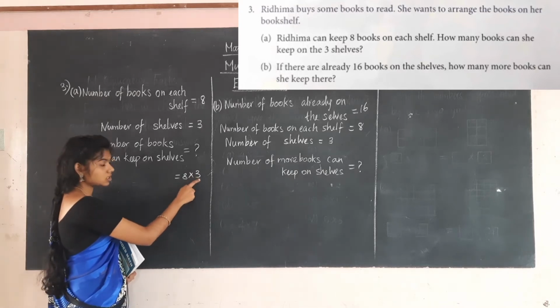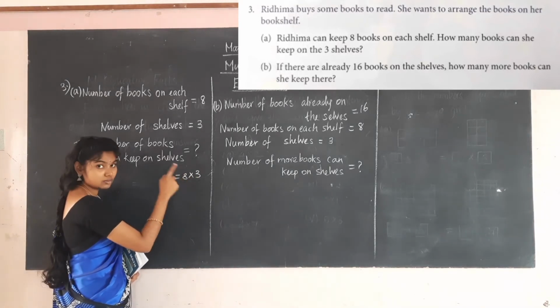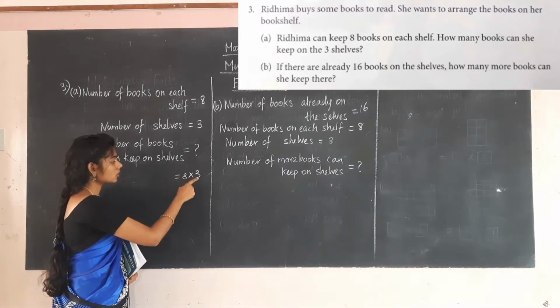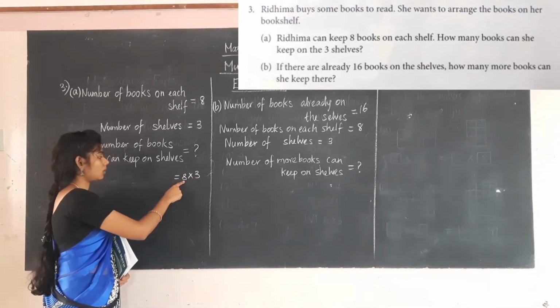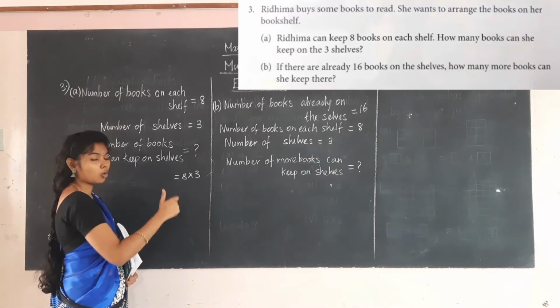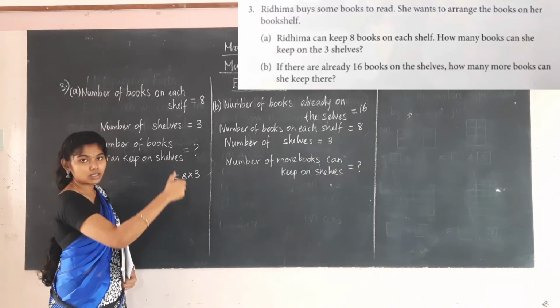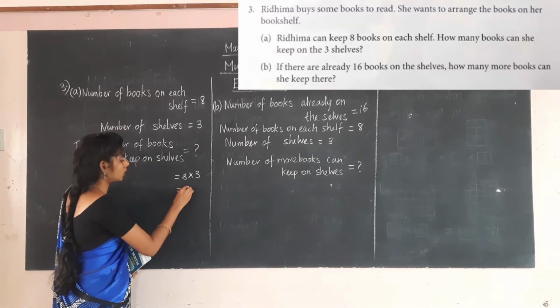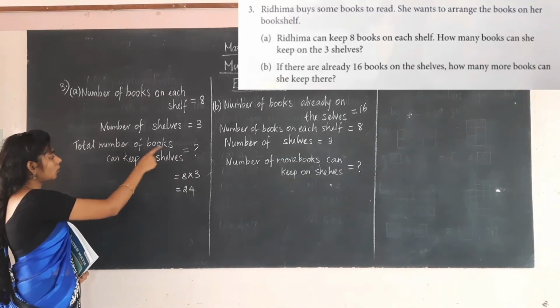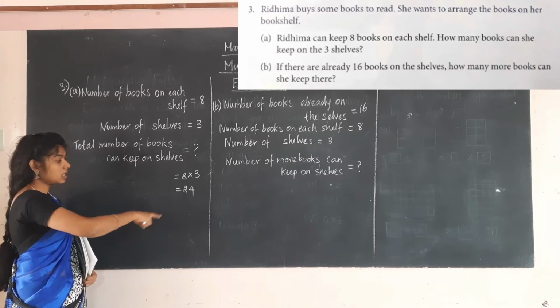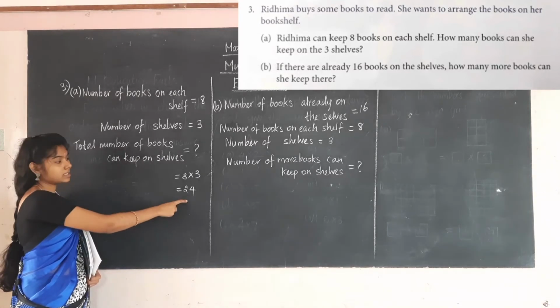So in each shelf she can keep 8 books. Here 3 shelves are there. So we are multiplying 8 by this number, so you can get the total number she can keep on the 3 shelves. So 8 3s are 24. So she can keep 24 books. The total number of books she can keep on the shelves is 24 books. So the answer is 24.